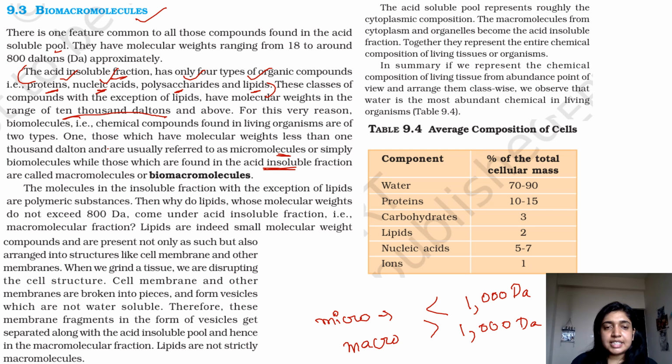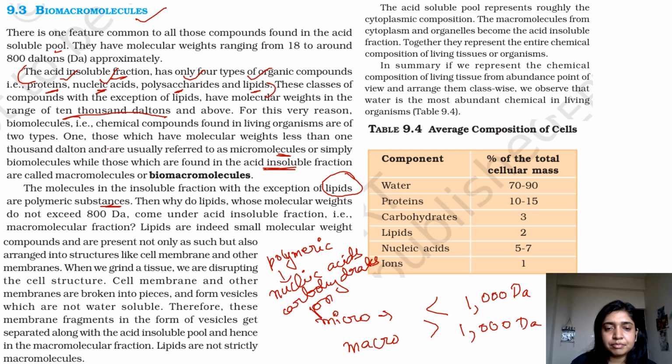The biomolecules in the insoluble fraction, with the exception of lipids, are polymeric substances. So lipids are not polymeric, but the other three, which are your carbohydrates, proteins and nucleic acids, are polymeric. So a question has come from this part. When we are talking about polymeric biomolecules, we only mean nucleic acids, carbohydrates and proteins.